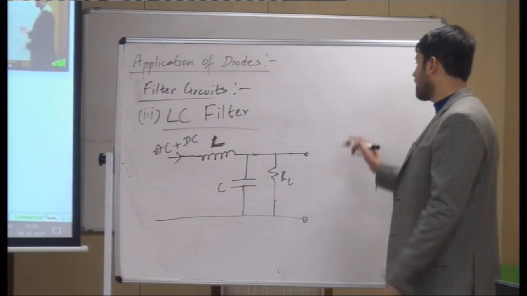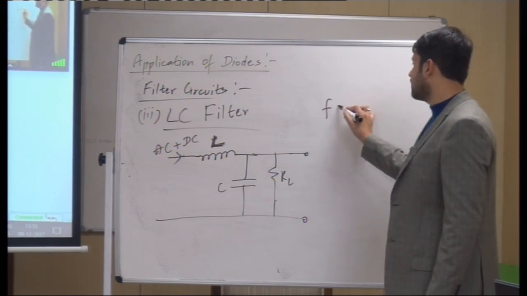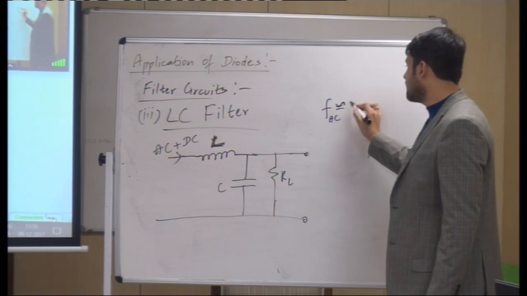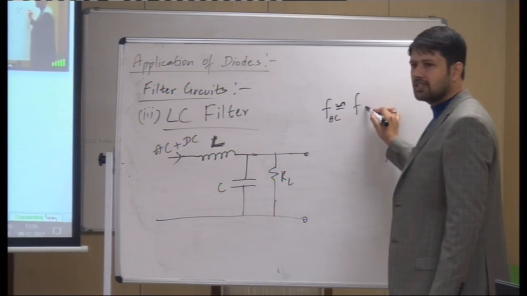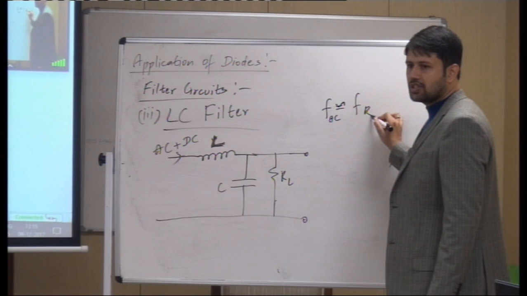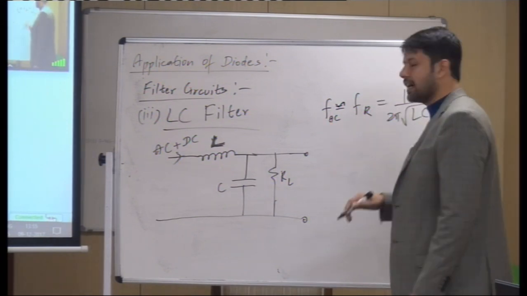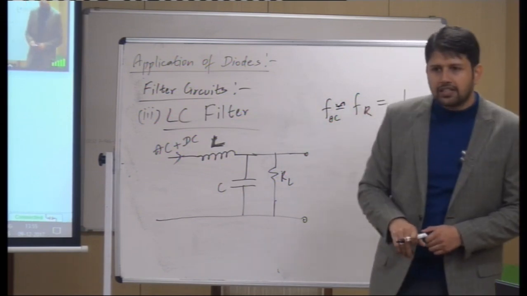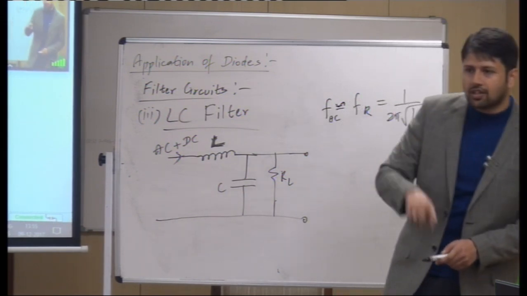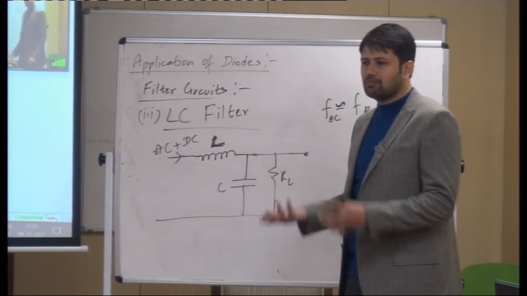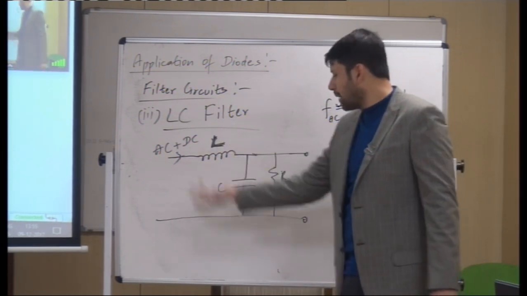But what we try is that the frequency of the AC should be more or less near the frequency of resonance, which is 1 by 2 pi root LC. In that case, what happens? Minimum impedance is offered to the flow of the AC portion. So the AC portion gets minimum impedance, so it bypasses.